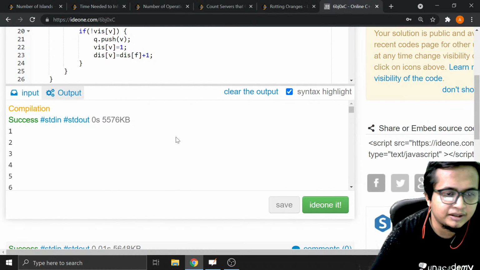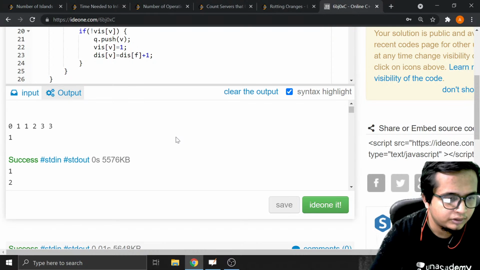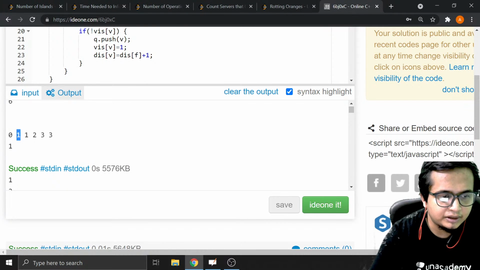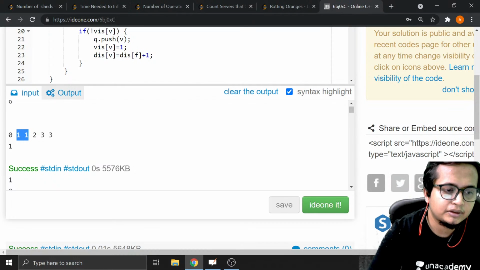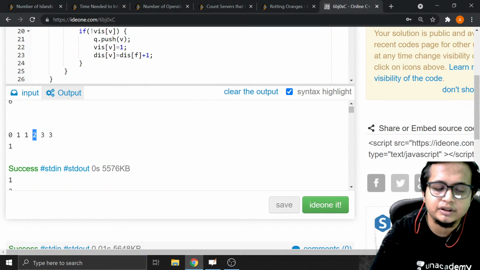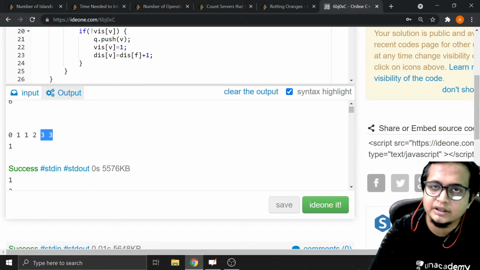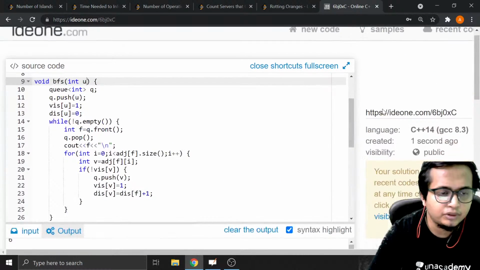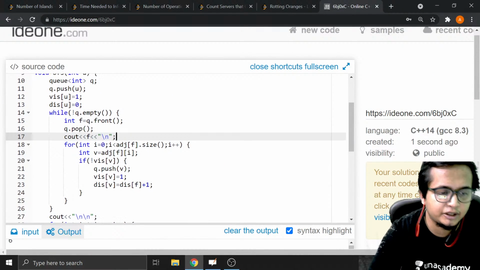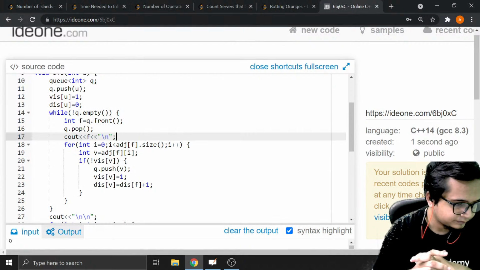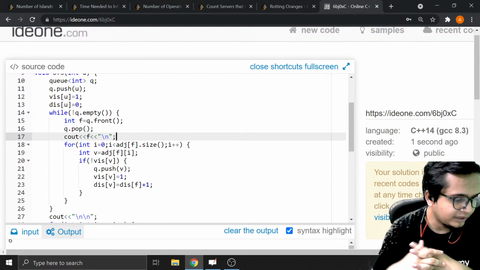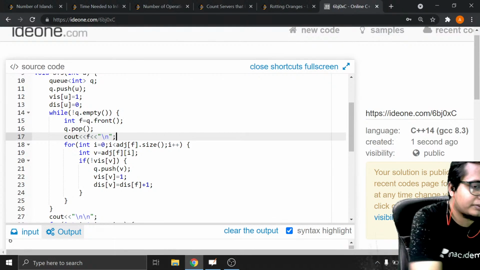So that is the reason I tell you guys, don't. You can see over here that the second and third nodes were at a distance of 1 unit, the fourth node was at a distance of 2 units, and the fifth and sixth nodes were at a distance of 3 units. Just tell me if the code is clear, guys. Just write a yes if the code is clear.